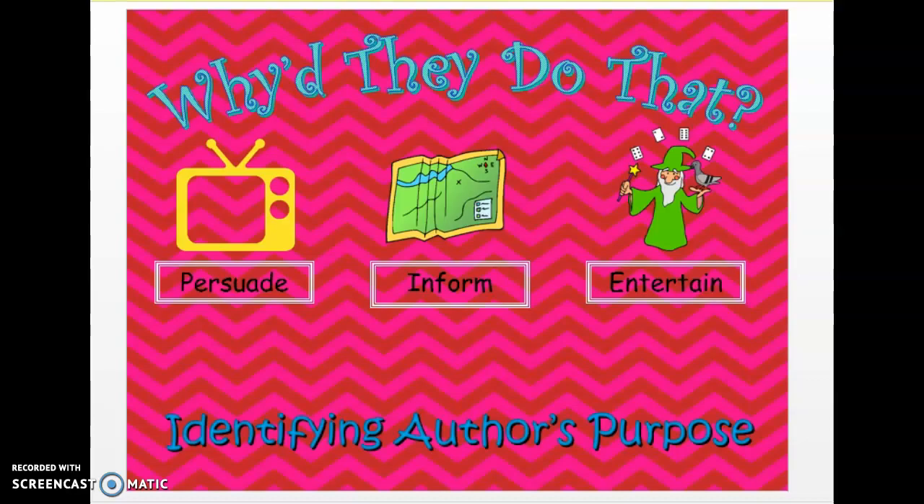Today we're going to talk about author's purpose. There are three types of author's purpose that we're going to look at today: persuade, inform, entertain. These are the three types or three reasons that authors write, or that anyone writes a story. The first example of author's purpose that we're going to look at is persuade.